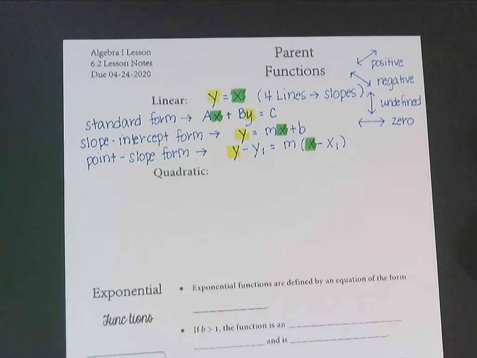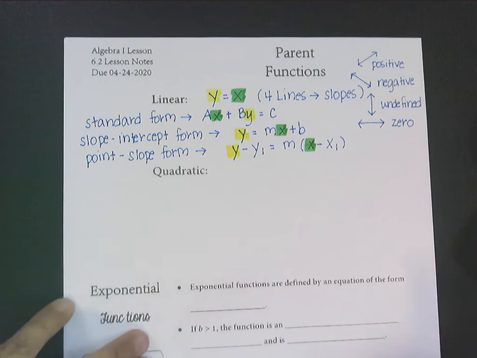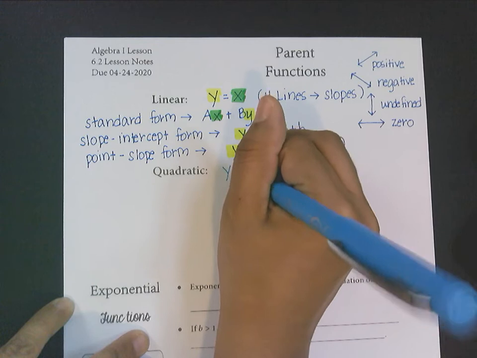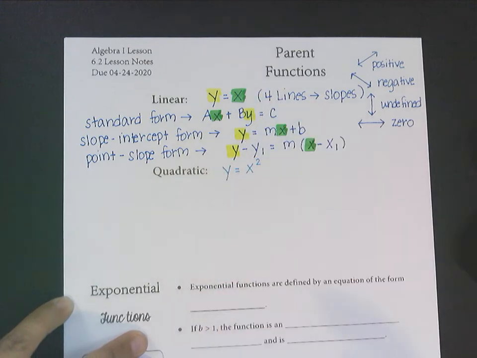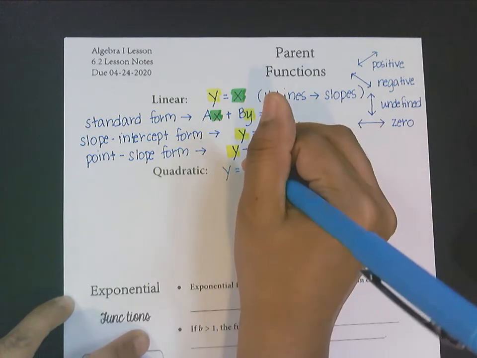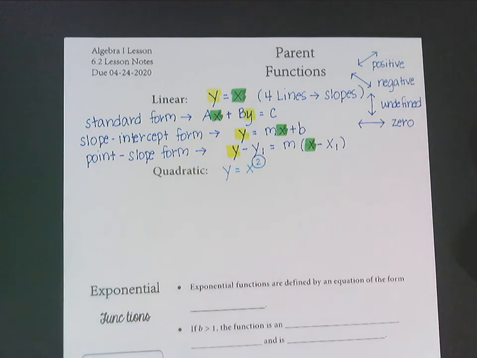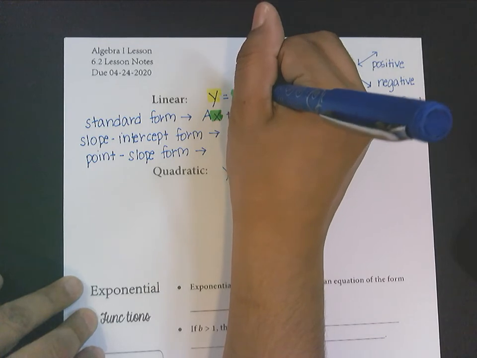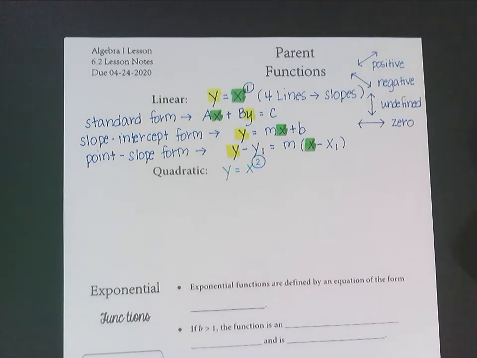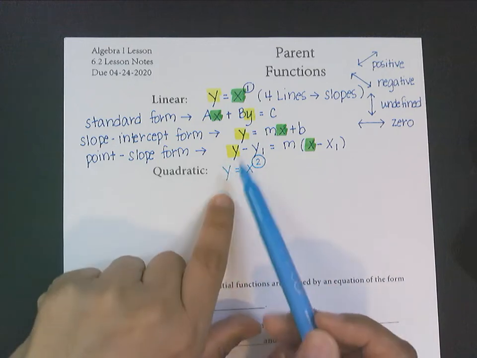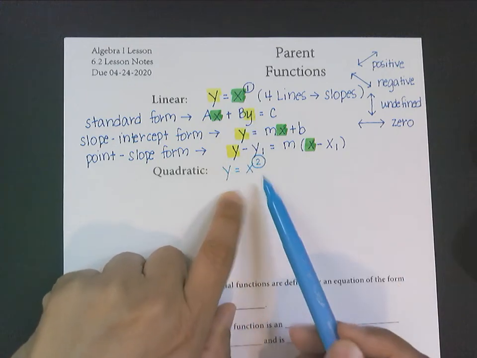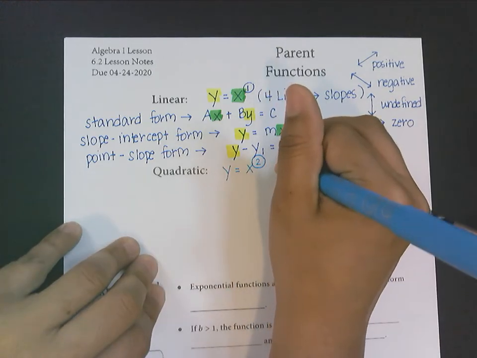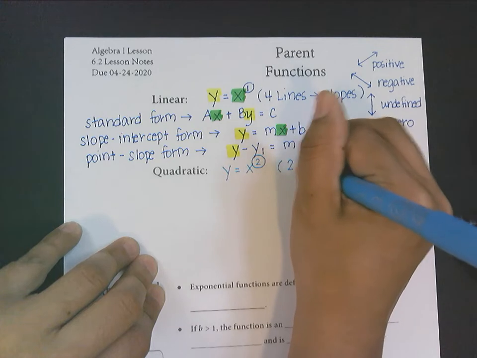Then we kicked in quadratics. And so in quadratics, that parent function is y equals x squared. And you knew that this was going to be a quadratic because of that exponent of 2. In linear, it does have an exponent of 1, but you're never supposed to see it or put it there. But in a quadratic, you have to differentiate, so therefore the power of 2. And so what this creates is not lines, but parabolas.